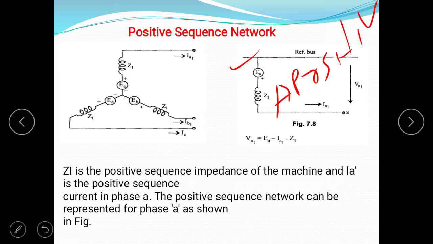So Z1 is the positive sequence impedance of the machine and IA1 is the positive sequence current in phase A. The positive sequence network can be represented for phase A as shown in the figure. This is the simple representation of the positive sequence network for phase A. Similarly we can represent it for phase B and phase C. The procedure is the same. The concept is that in a positive sequence network, only a voltage source with series impedance is connected.